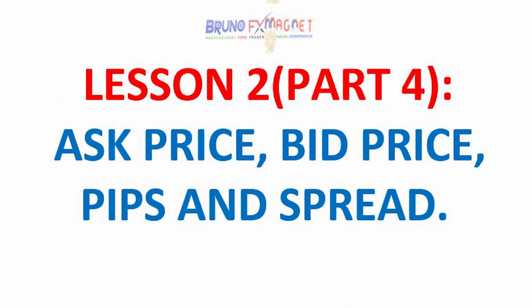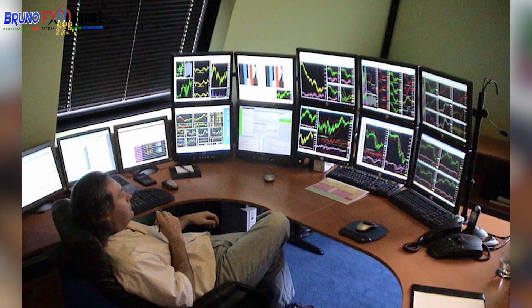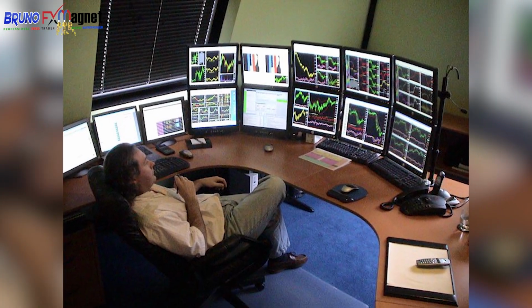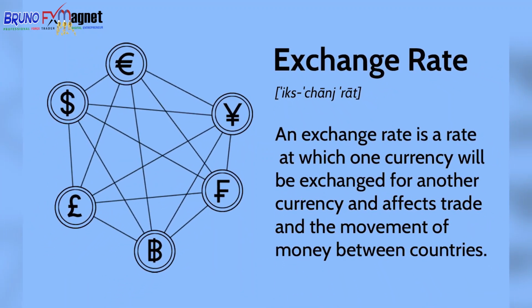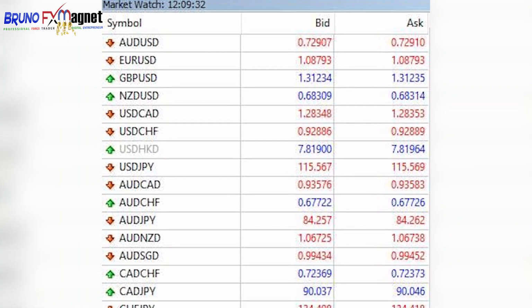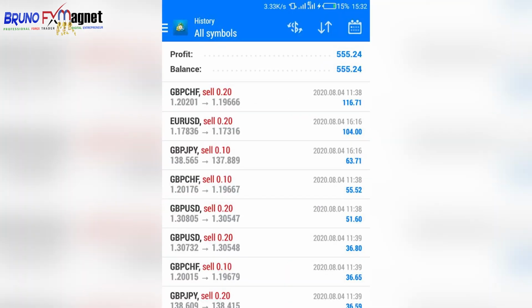Lesson 2, Part 4. Ask price, bid price, pips, and spread. You are going to understand the real meaning of ask price, bid price, pips, and spread. The price of currencies is called the exchange rate. An exchange rate is the value of one currency to another when we are selling and buying currencies online.